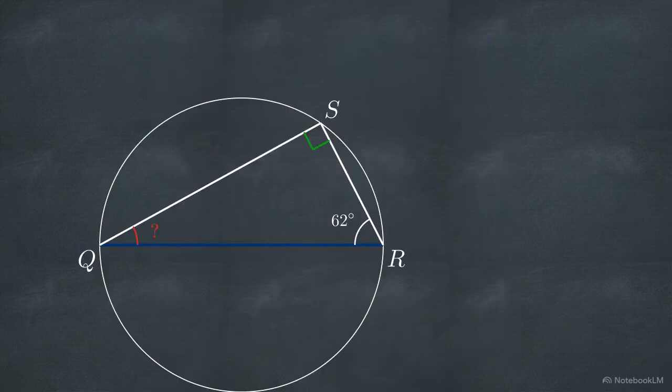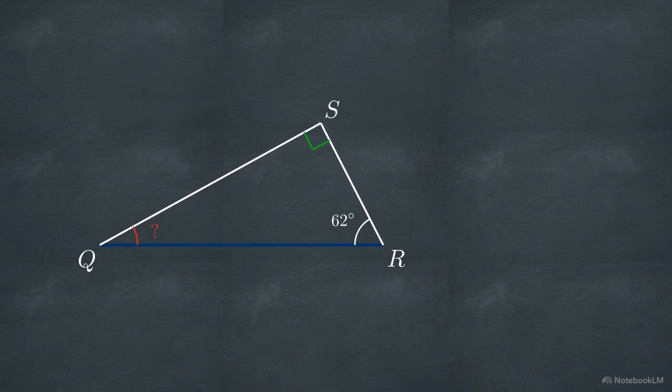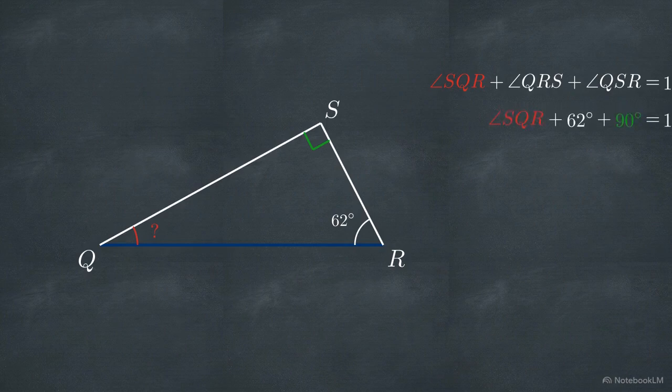Defining that 90-degree angle changes the entire calculation. It allows us to focus entirely on the triangle inside the circle to find our answer. Looking at triangle QSR, the three interior angles must add up to 180 degrees. Substituting our values, our unknown angle, plus the given 62 degrees, and the 90 degrees we found, combined, they take up 152 degrees. Since the total must be 180, we just need to find what's left.